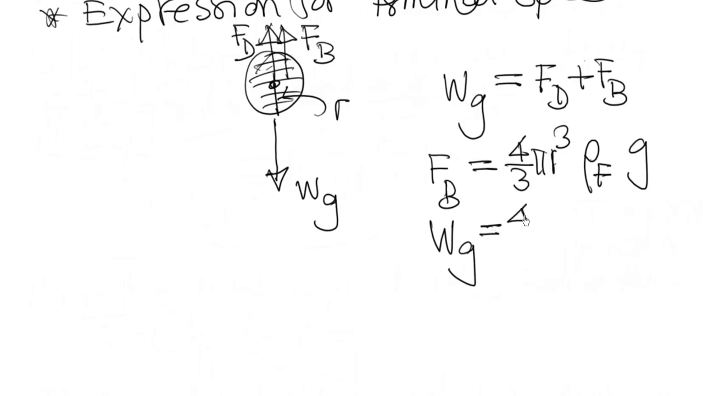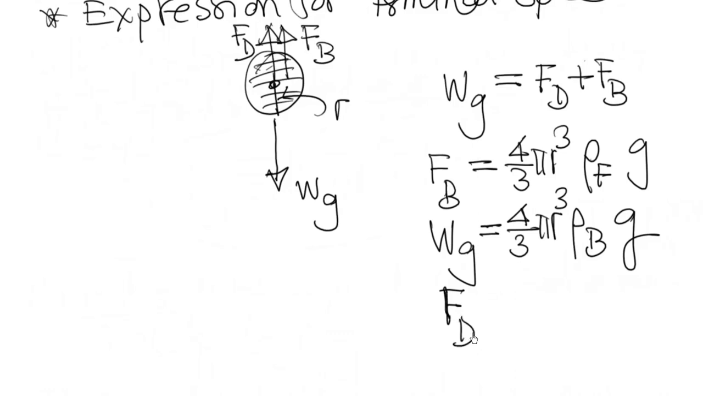And the weight of the object is the mass, which is volume into density, so 4 by 3 pi r cube, and rho, this is the body object, and g. This is the buoyancy force, this is the weight of the object, and this is the drag force, and we know from Stokes law, it is 6 pi eta r v.